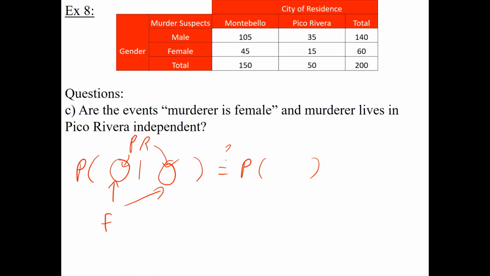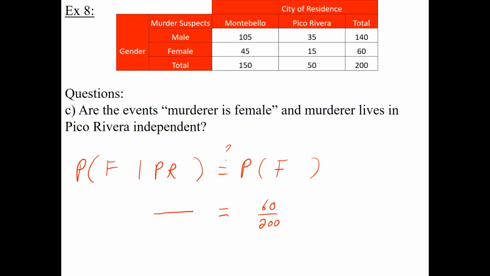So let me go ahead and erase this now. Okay, so I'll put female here, Pico Rivera here. Then this one has to be female. And of course, we already found all these. So let me go ahead and just put these answers here real quick. So part A was the right side, probability murderer is female, which was 60 out of 200. And the left side was part B, probability murderer is female given they're from Pico Rivera, which was 15 out of 50.